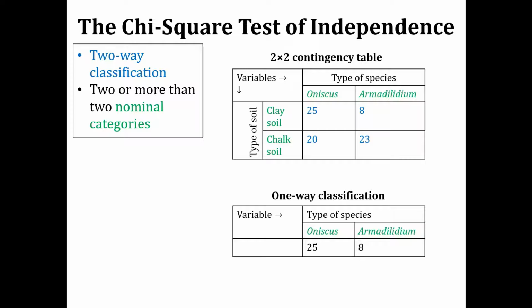Now, one-way classification for the same example. So what is a one-way classification? It is one in which only one variable is given. So this is the same example, and we are presenting a one-way classification of it: the type of species, Oniscus and Armadillidium. You can see that there is only one variable, and this is why it is a one-way classification. So a contingency table has a two-way classification in which there are two variables, but a simple one-way classification is one in which there is only one variable.